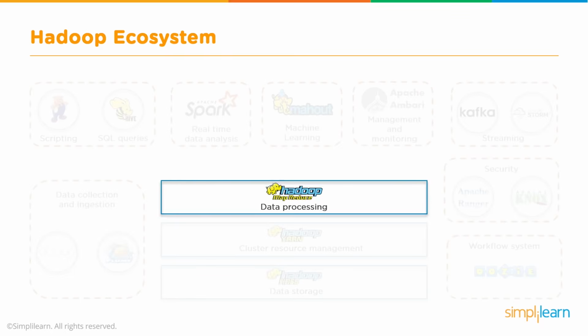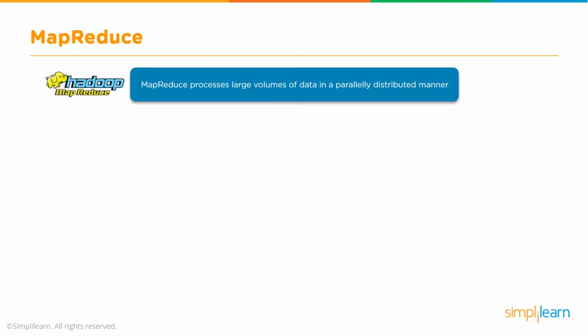Data processing in Hadoop: MapReduce. And we're going to talk about MapReduce here in just a second. The Hadoop data processing is all built upon MapReduce. MapReduce processes large volumes of data in a parallel, distributed manner.